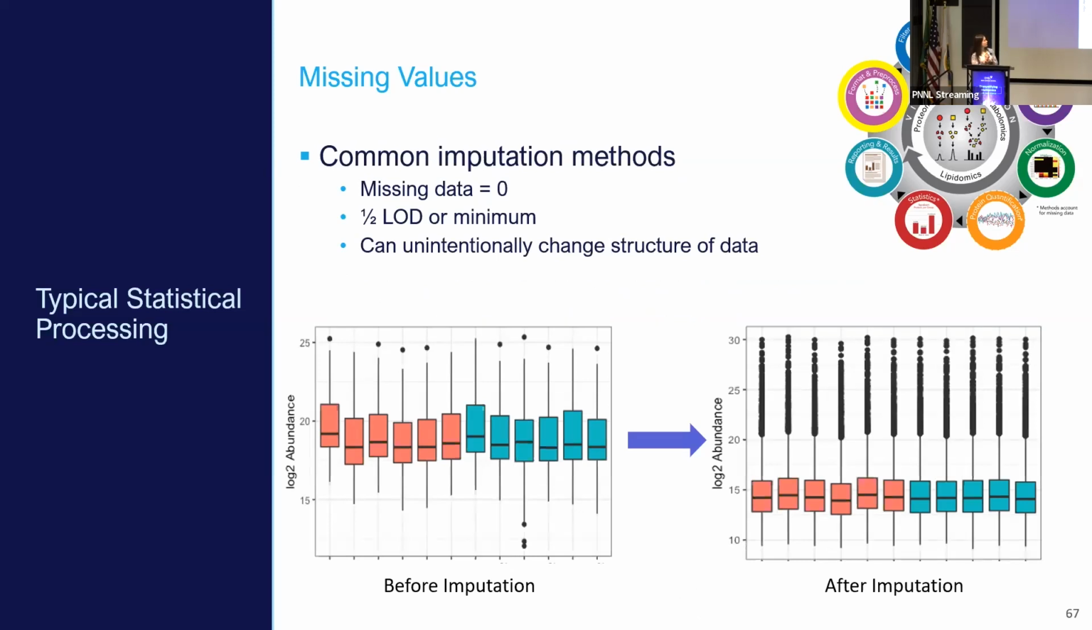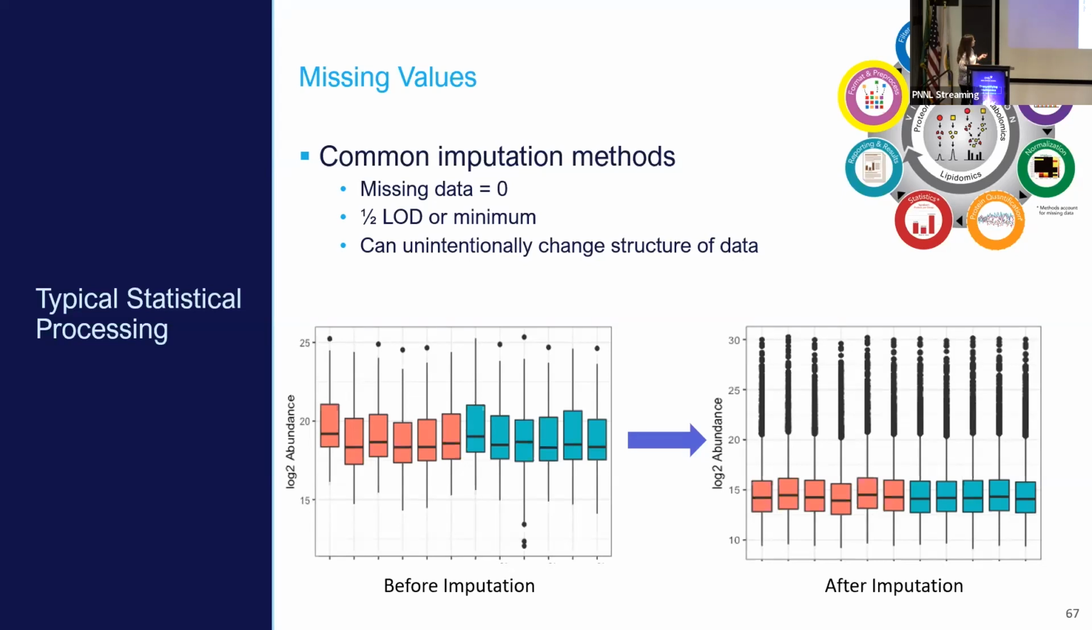Another word here on imputation. So there are some common methods, but that doesn't mean that they're the best. This half the limit of detection is particularly fraught. So what I'm showing here, these are just box plots, one for each sample. We have two different groups, which the colors show.